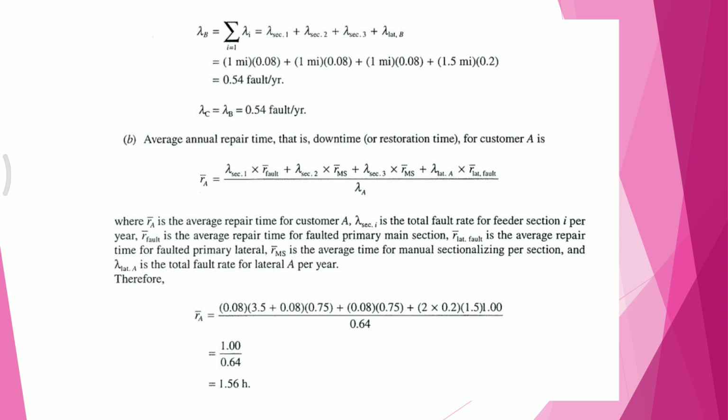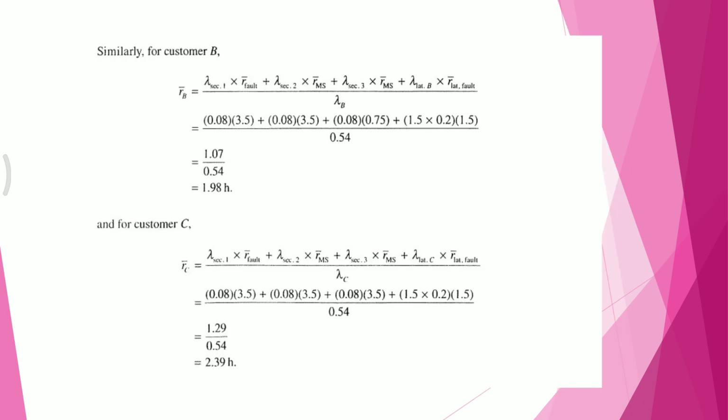To calculate for the remaining customers B and C, the same formula has been used, as shown in the next slide. Similarly, for customer B, they have calculated the repair time, that is R bar B, by substituting the values in the R bar B equation, which gives 1.98 hours. And for customer C, they have calculated the repair time using the equation R bar C. By substituting the values, they have calculated 2.39 hours for customer C.